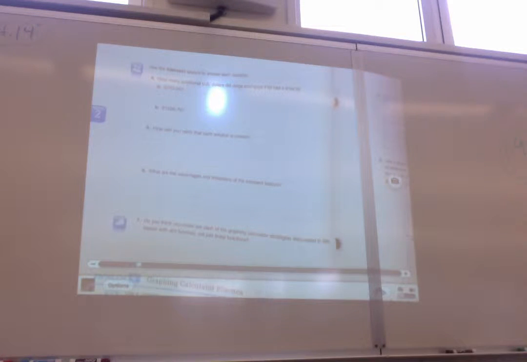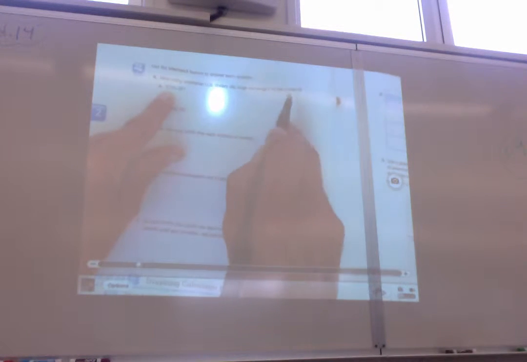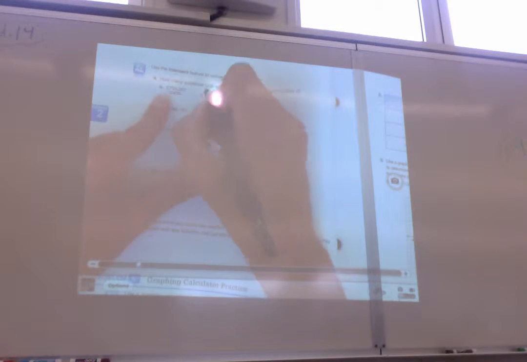Quiet, please. So the question here, I flipped the page to page 98. The question was, how many additional U.S. dollars did George exchange if he had a total of 725.35 pounds? And that intersection will show up as the X value of the intersection.